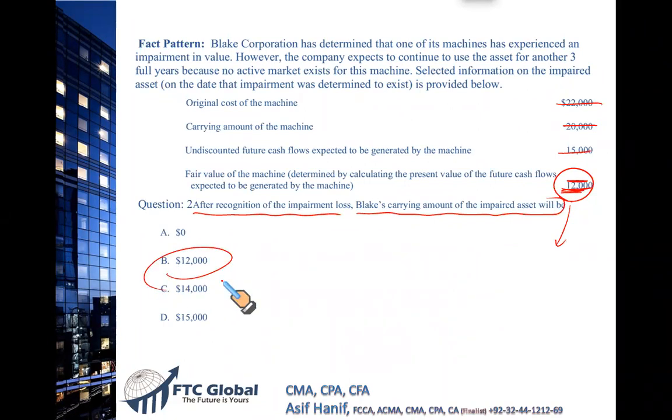Right? So when the first step says there is an indication that impairment has happened because carrying value is more than the undiscounted future cash flows, then you go and compare the carrying value with the fair value. And in this case, it was 20 versus 12. 8,000 is the impairment loss, and this new basis, new fair value will become the new carrying value of the book value. So that makes B the correct option.